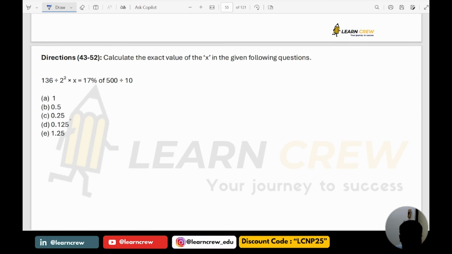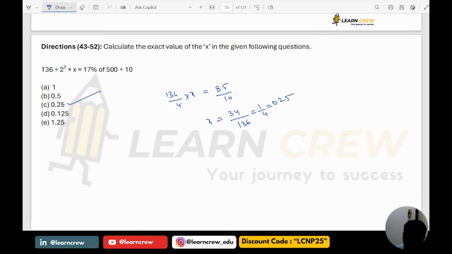Now 136 divided by 2 square. 136 divided by 4 into x. 17% of 500 is 85. 85 divided by 10 is 8.5. So now if you see, 4 how many times? So x is equal to how much? 8.5 into 4, 34 divided by 136, which is 1 by 4. 1 by 4 means how much? 0.25. So the answer is 0.25. Next one.